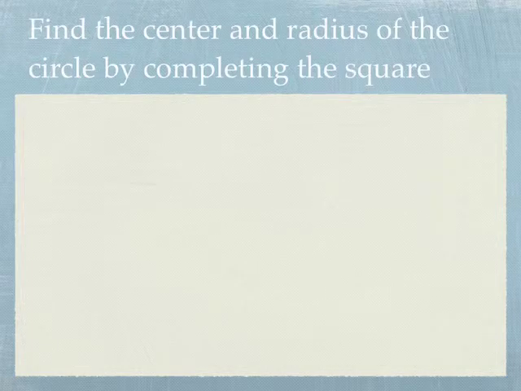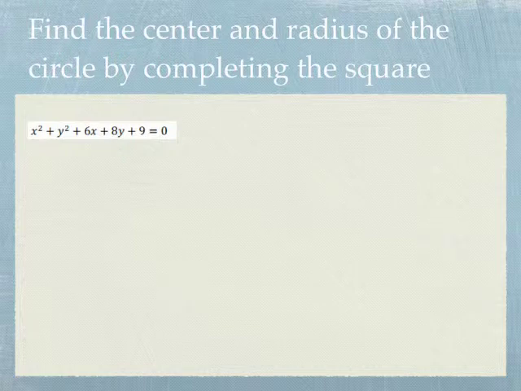Okay, now we're going to find the center and radius of a circle by completing the square. So the first equation says x squared plus y squared plus 6x plus 8y plus 9 equals 0.